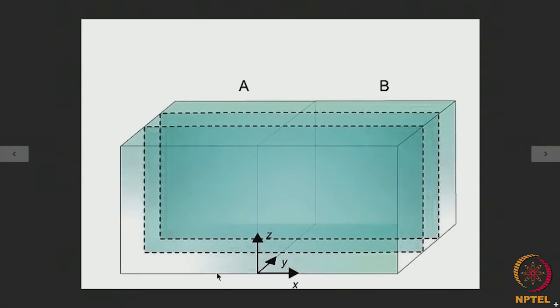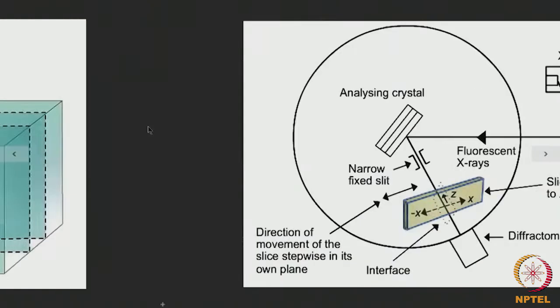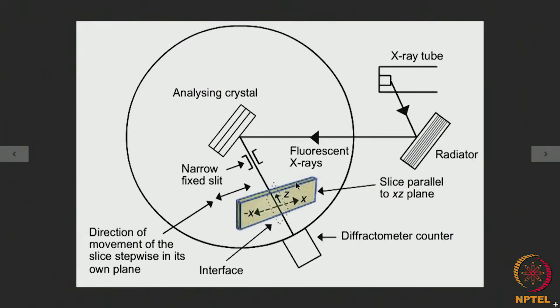We cut a single slice from here after the materials have diffused, and then we use this as the sample in a diffractometer in this manner, where we have primary X-rays incident on a radiator, and the fluorescent beam falls on the analyzing crystal, and the monochromatic beam falls over here. And if this sample is given movement in negative X and negative Y, and if the slit is rather narrow, then as a function of X, we can find out the values of concentration of A and concentration of B.